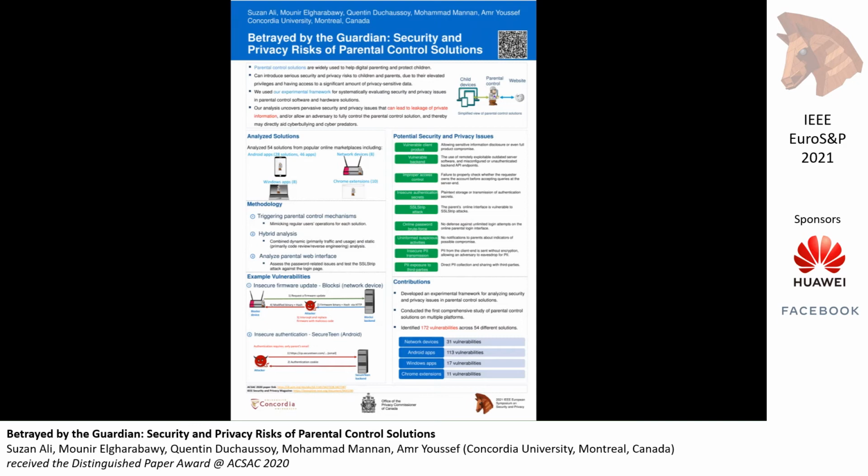These solutions are available across a variety of platforms, including desktop apps, mobile apps, browser extensions, and network routers. Therefore, we developed an experimental framework for analyzing security and privacy issues in parental control solutions. We used it to conduct the first comprehensive study of parental control solutions across multiple platforms, in which we identified 172 vulnerabilities across 54 different solutions. If you would like to know more about our findings, please join us for the poster session.